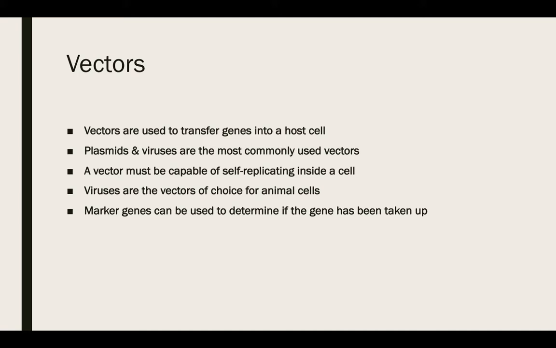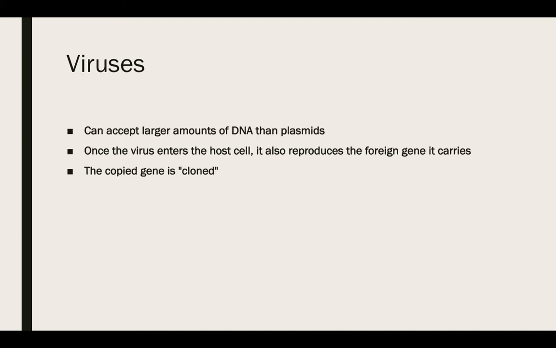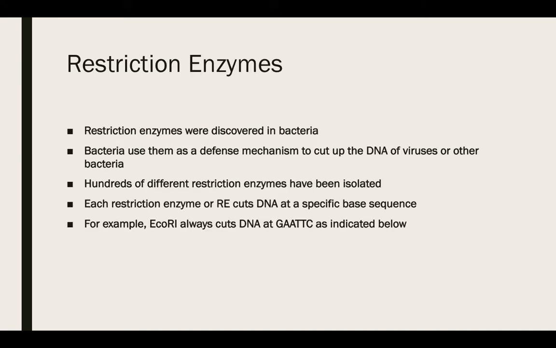A vector must be capable of self-replicating inside the cell. Well, viruses can do that. Plasmids can also do that. Viruses are the vectors of choice for animal cells, because marker genes can determine if the vector has been taken up. Viruses can accept larger amounts of DNA than plasmids. A plasmid is one single circular chromosomal structure. Viruses can have vast amounts of DNA. And once the virus enters the host cell, it produces foreign genes. It's considered to have been copied or cloned.